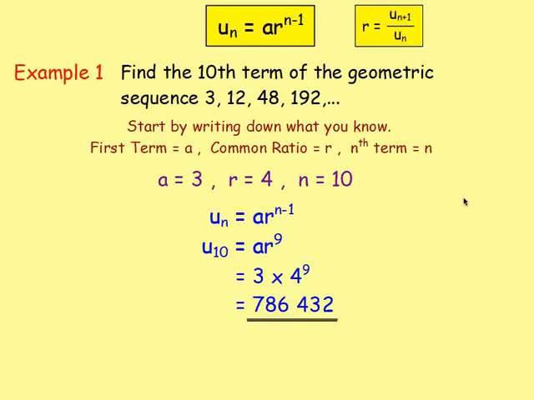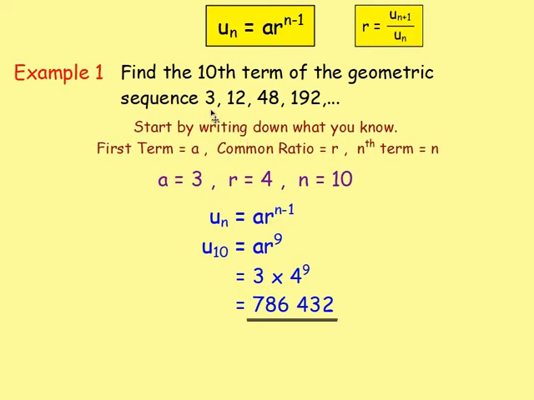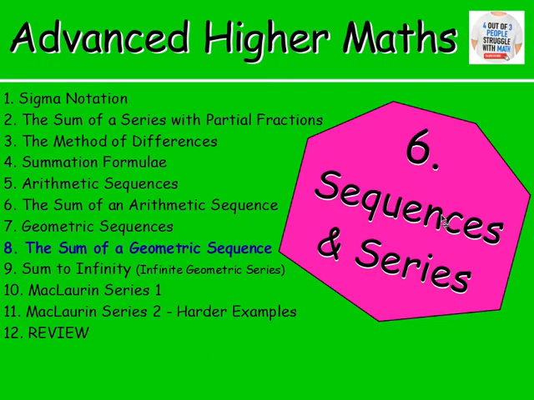So, if you want to work out the 10th term of this geometric sequence, again start writing down what you know. If you know the first term, the common ratio, what the value of n is. A is 3, so first term, the common ratio, we'll divide one term by its previous term, so 12 divided by 3 is 4, so that is r. N is 10 because there's 10 terms, and use ar to the n take 1, so u10 would equal ar to the power of 10 take away 1 is 9, replace a and r as well, and that would give you 786,432 for that question.